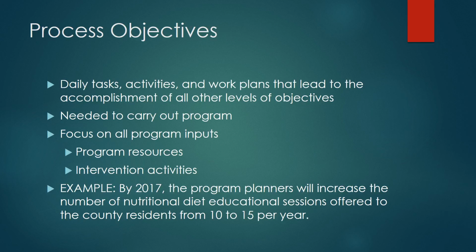To begin with the different level objectives, process objectives are the first level of objectives and focus specifically on program resources such as materials, funds, and space. Intervention activities such as are they appropriate for the program, priority population exposure, attendance, participation, and feedback. Process objectives are especially important because they are needed to carry out programs and focus on all the program inputs.